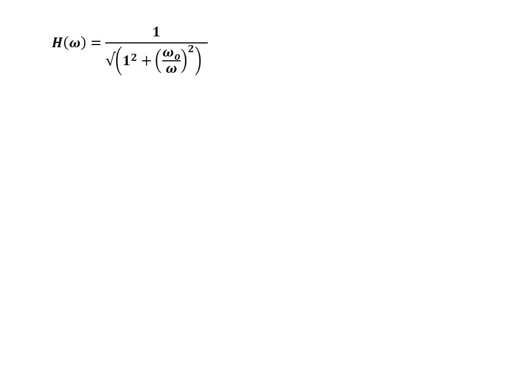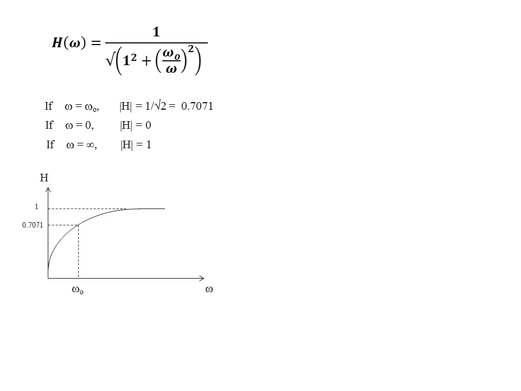Proceeding further from the magnitude term, we can put some values in. With ω equal to ω0, that will be 1 over the square root of 1 squared plus 1 squared, or 1 over square root 2, and that is 0.7071. Sorry. If ω equals 0, then we'll have a magnitude of 0. If ω equals infinity, then we get a magnitude of 1. And this in turn makes a plot that looks something like this.